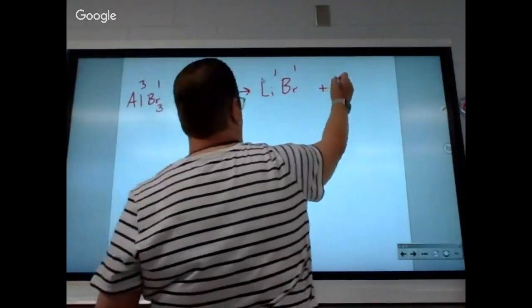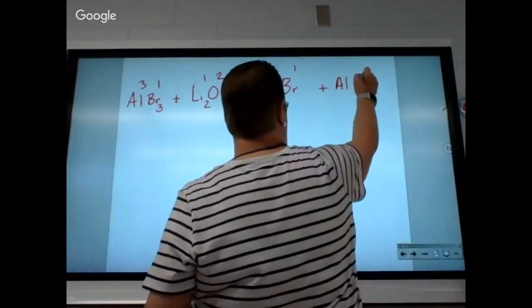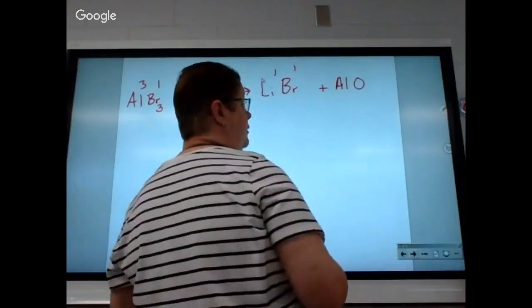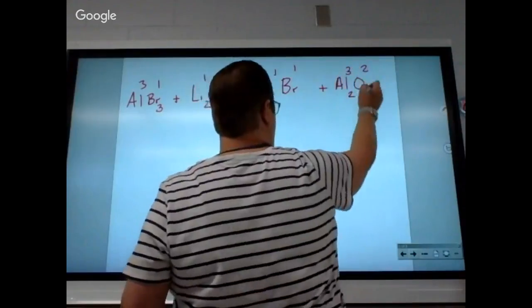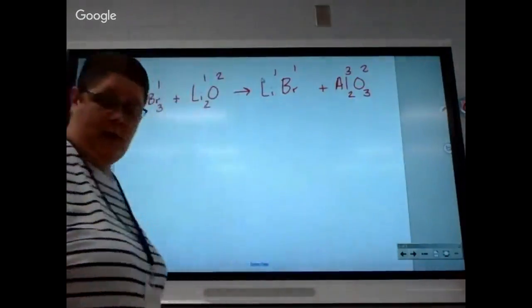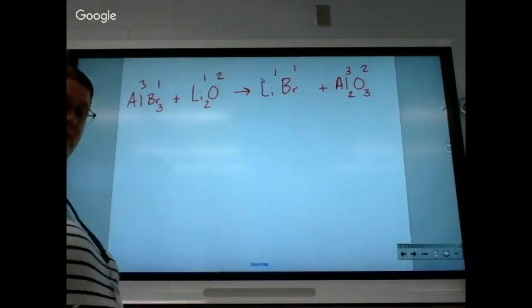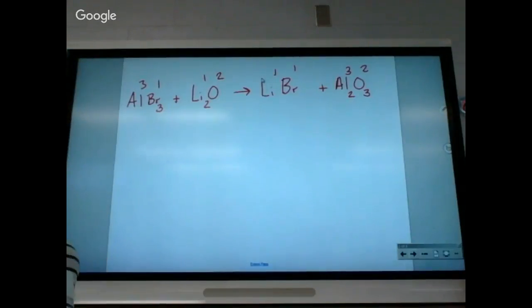Plus, we're going to have aluminum oxide. So aluminum has a 3, oxygen has a 2, the 2 comes down, the 3 comes down. All right, so all of those were compounds, so all of them have 2 oxidation numbers, so I crisscross every oxidation number. Is everybody okay with that?